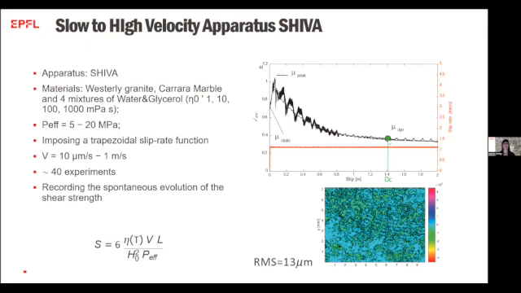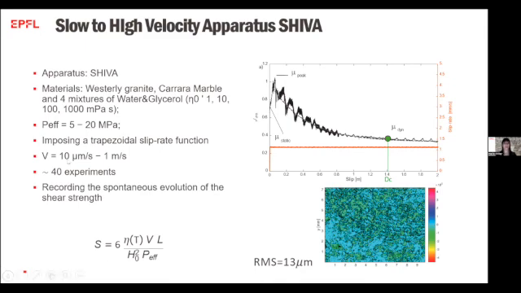As I said, we use four mixtures of water and glycerol, and we use two types of material, Westerly granite and Carrara marble. And before the experiments, we imposed a constant roughness on our samples with an RMS of about 30 micrometers. What I forgot to tell you is that in the Sommerfeld number, the geometrical factor, that is the L on the H squared, depends on the asperity size, and L is really the maximum wavelength that we can have on the fault planes in terms of asperity, and H is the height of the asperity. So it's for this that at the beginning of the experiments, we take a lot of care in imposing the roughness on our samples.